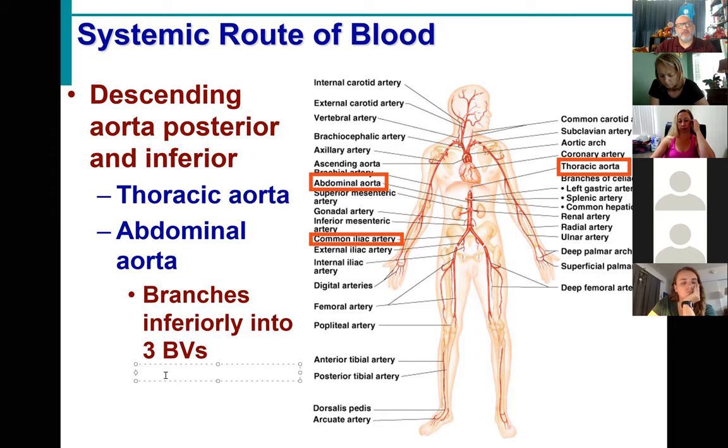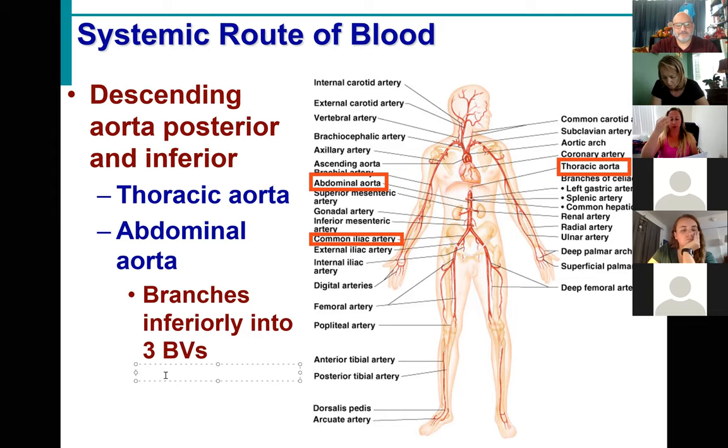Excellent. The left common carotid, brachiocephalic, and left subclavian. So that's the aortic arch. What I'm talking about is the abdominal aorta, at the end. When the aorta ends, so down here it comes down and it terminates, there are actually three blood vessels that it branches and forms when it ends. So what are those three blood vessels? Somebody give me one of them.